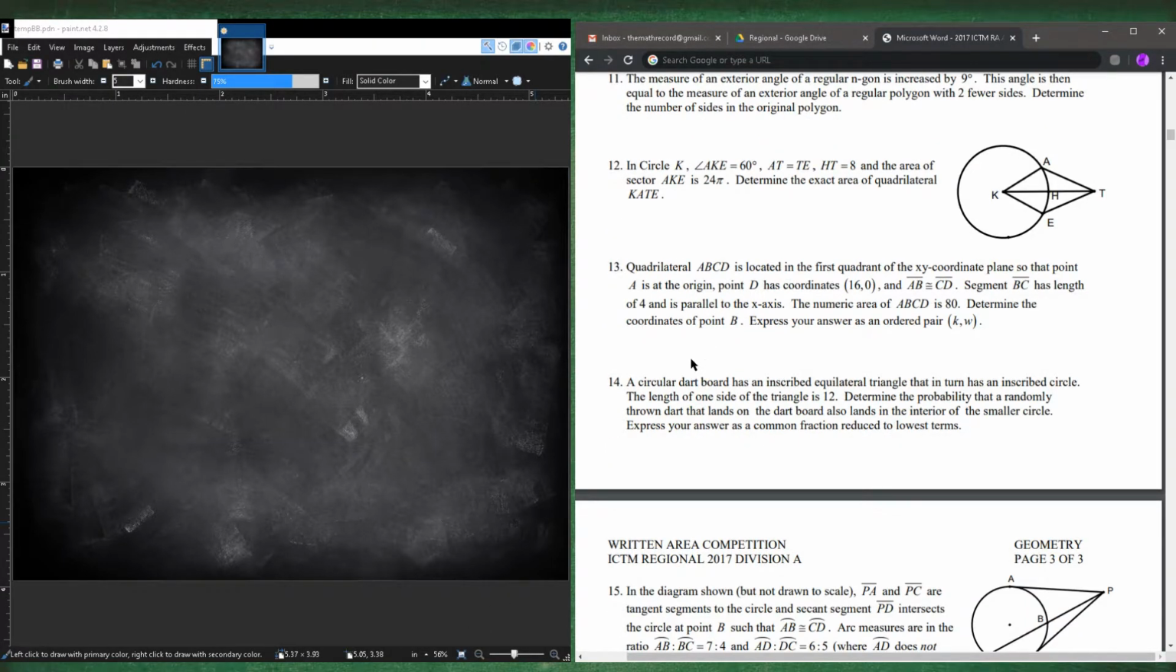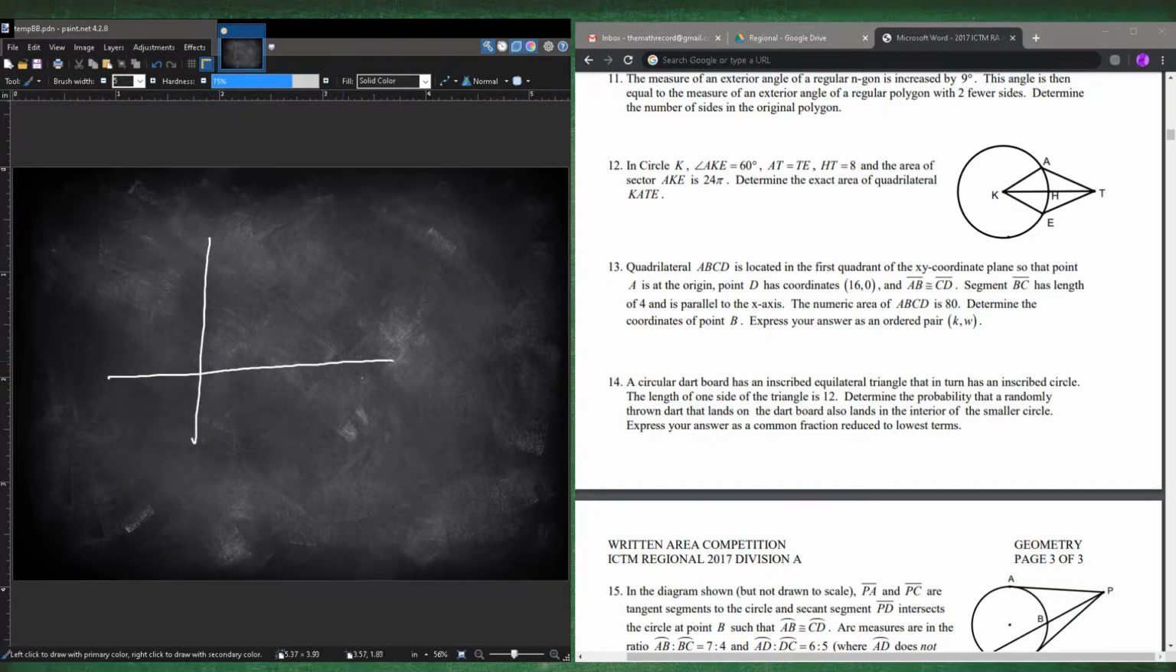Okay, number 13. Quadrilateral ABCD is located in the first quadrant of the xy coordinate plane, so that point A is at the origin, D is at 16, 0. Let's draw this out. We have a coordinate plane. A is at the origin. That's A. D is at 16, 0. So this is length 16. And AB is equal to CD. And length BC is 4, and it's parallel to the x-axis. So we have BC, and its length is 4.